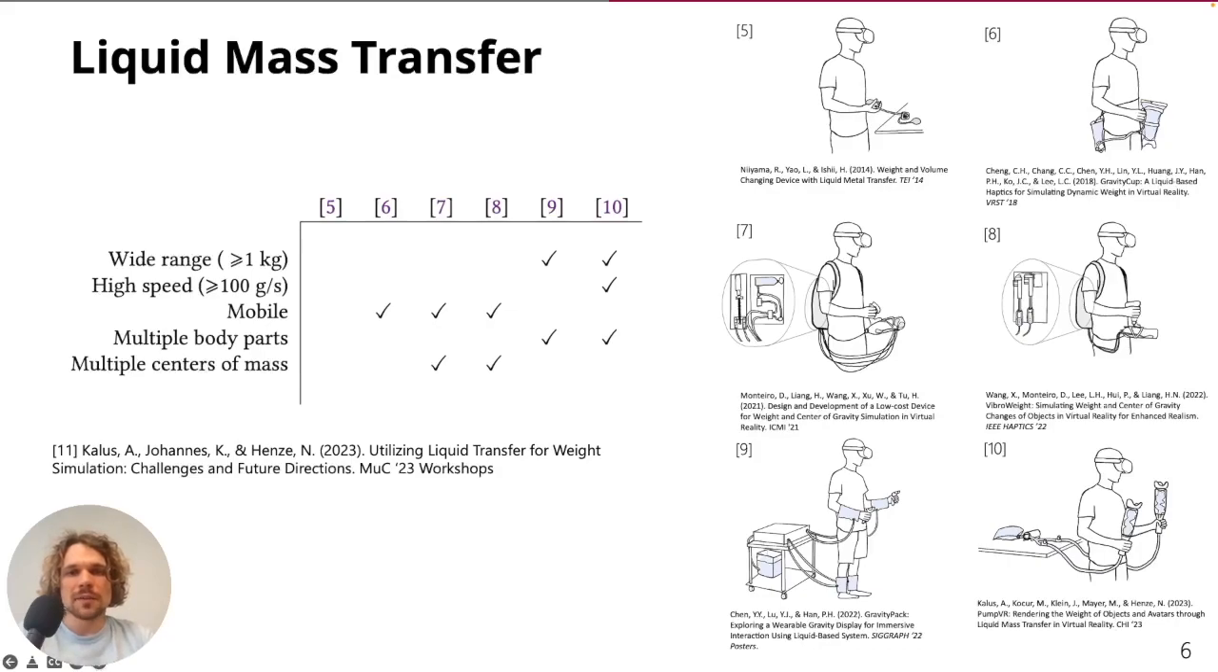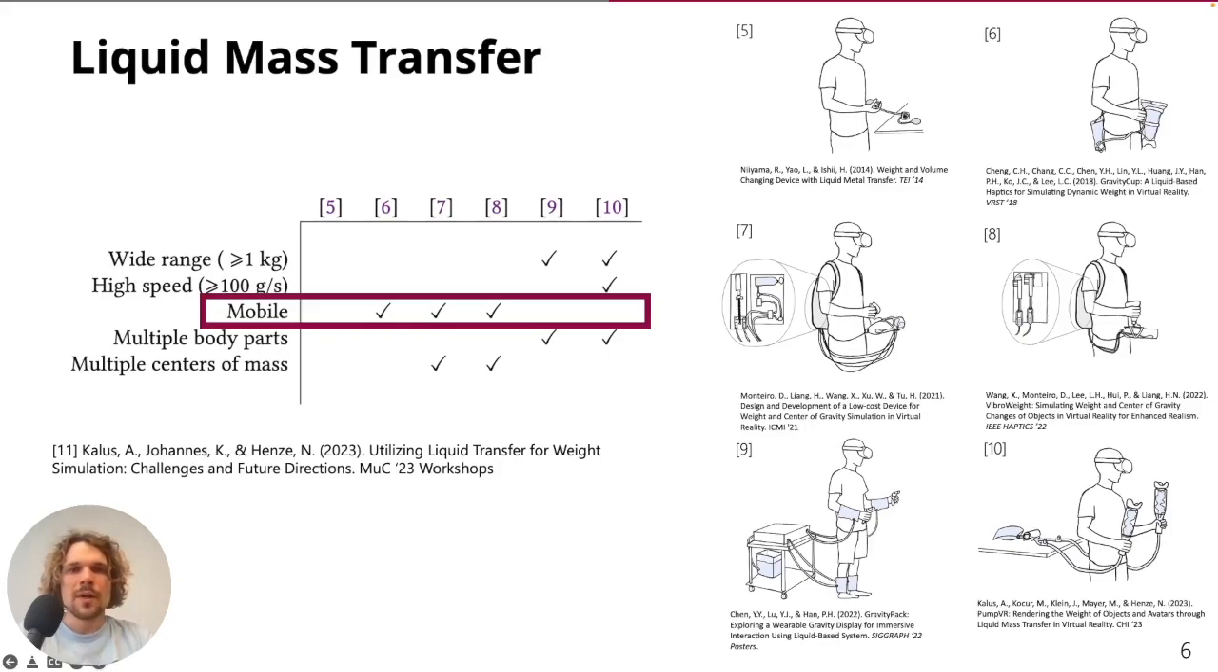Each of these prototypes demonstrates solutions to individual objectives, such as simulating wide ranges of weight, applying weight changes at high speed, preserving mobility, stimulating multiple body parts, and the ability to render multiple centers of mass. However, it becomes evident that while solutions exist to address individual objectives, they are unfit to satisfy all of the criteria simultaneously.